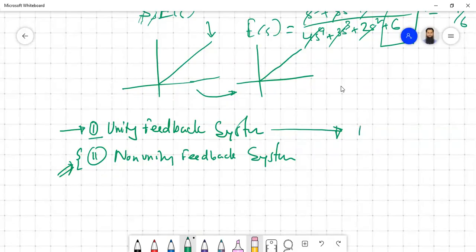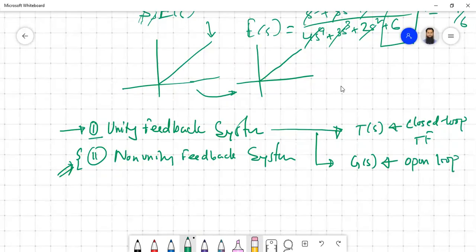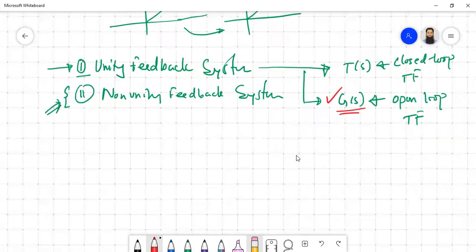One is in terms of T(s), which is the closed loop transfer function. We'll be deriving in terms of the closed loop transfer function, as well as in terms of G(s), that is the open loop transfer function. I should remind you that this is the more commonly used one, so we'll be preferring this one more than that one, but both of them can be used. So let us start with the first one using T(s).